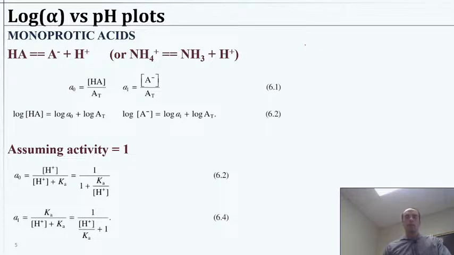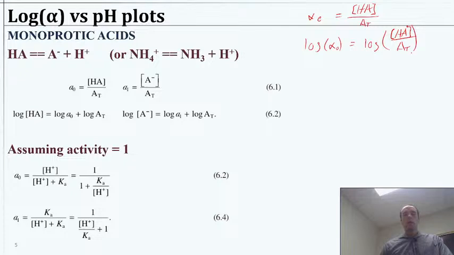I'll elaborate here. So we can say, if we started with this alpha 0, I'm going to write it like this. Alpha 0 is equal to HA divided by total. Then log of alpha 0, if we're taking the log of both sides, would be like this. And if we remember, when we have a log of something divided like that, that would be the same thing as writing log of HA minus the log of A T there.